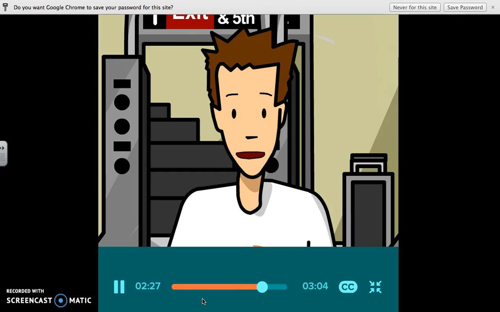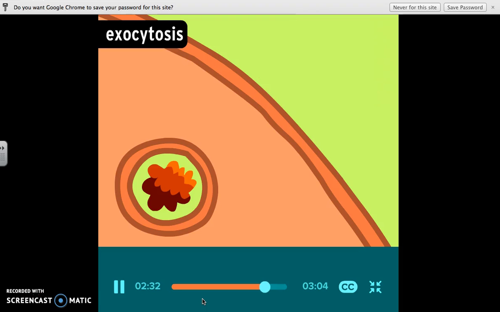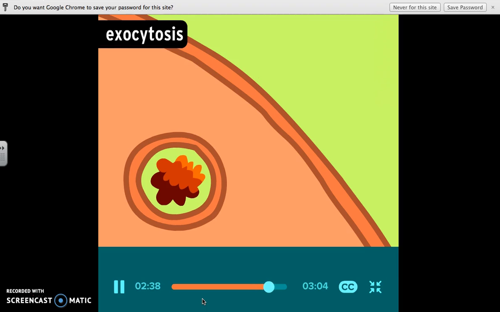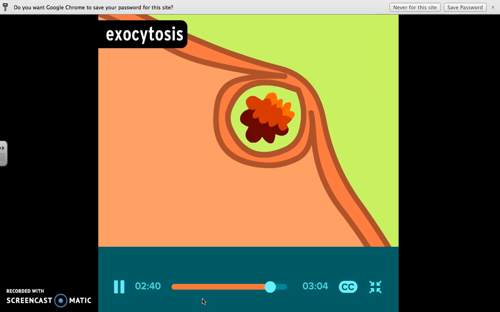Cells can expel large molecules through exocytosis. Alright, that's basically a reversal of endocytosis. Substances that need to be released are enclosed in a vesicle, which fuses with the cell membrane, then whatever's inside the vesicle gets released outside the cell.